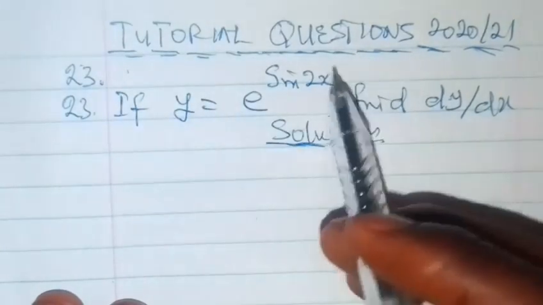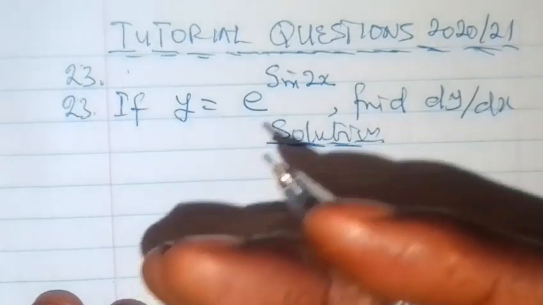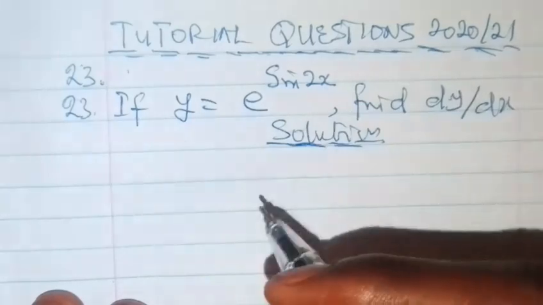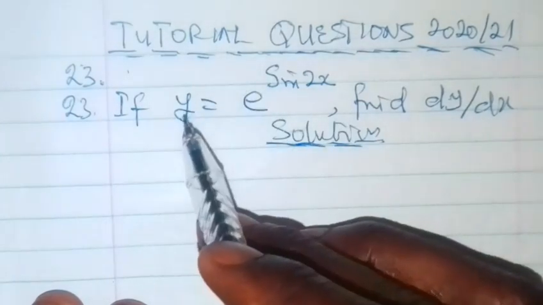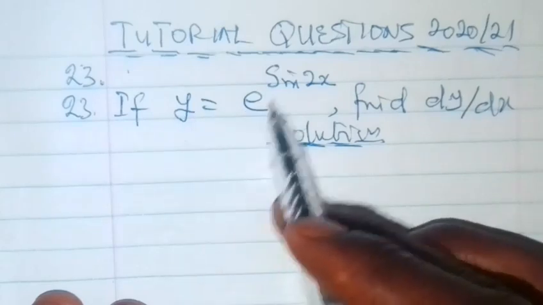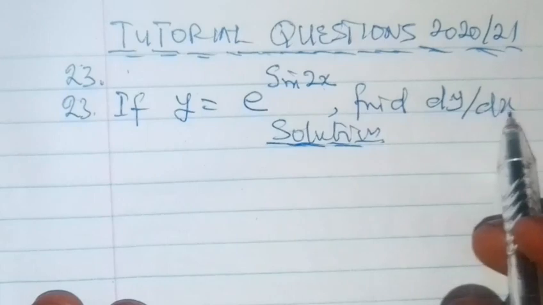Now this tutorial question, as you already know, is drawn from elementary differential and integral calculus. And what we are dealing with here, as you can see, is this function: if y equals e power sine 2x, then we have to find dy/dx.